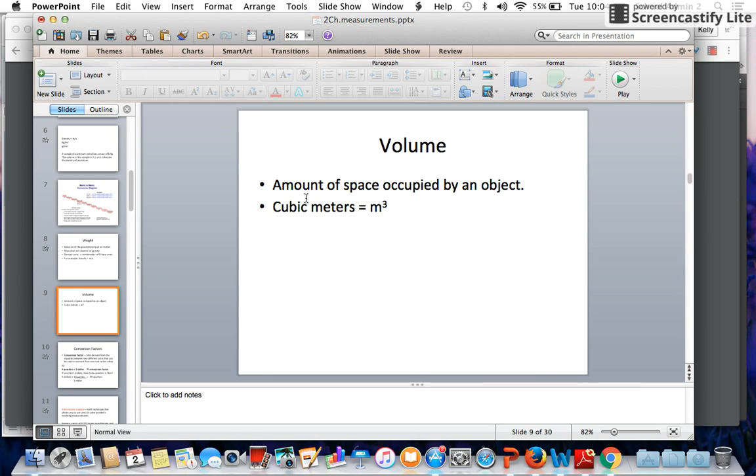Volume is the amount of space occupied by an object. So it's going to be meters cubed or centimeters cubed. So cubed, to the 3rd power, will be volume, because that's length times width times height. And then you get a cube.